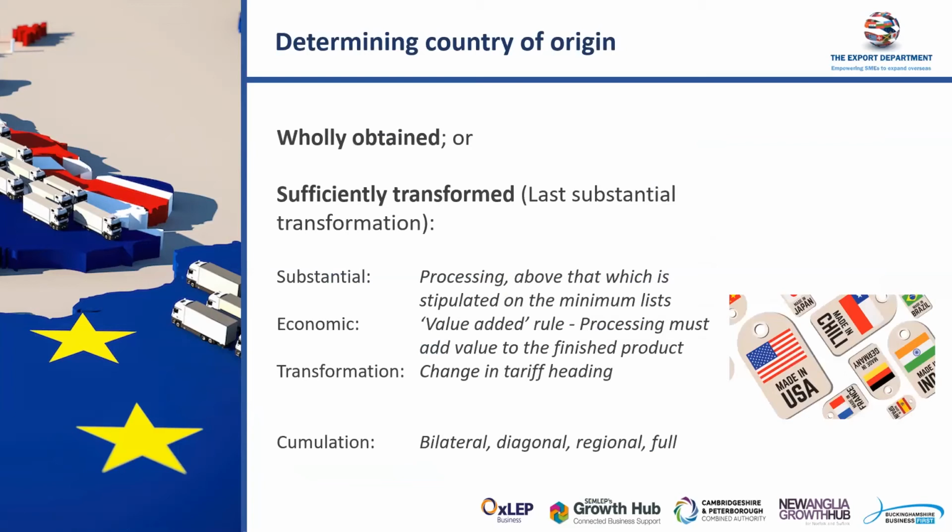Determining country of origin. We've talked before about where goods are wholly obtained. It's straightforward, it's simple. Vegetables that are harvested in a country will originate there, animals that have been born and raised will originate in that country, and minerals extracted will originate there. But it's a little bit different with manufactured products. We know that we bring in components from around the world, and it can be a little bit challenging to determine the origin of those goods.